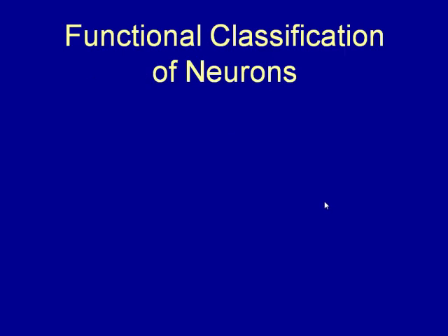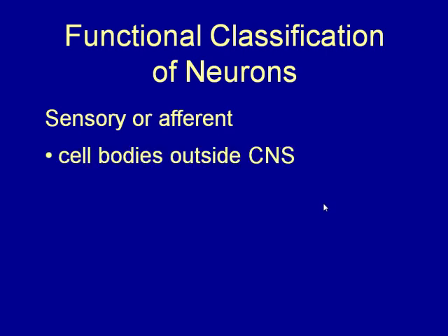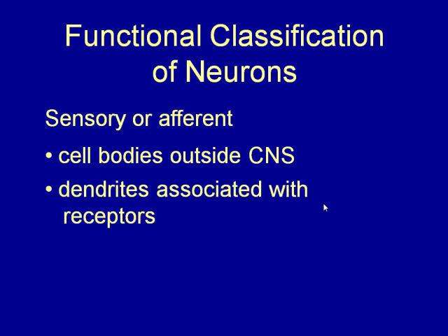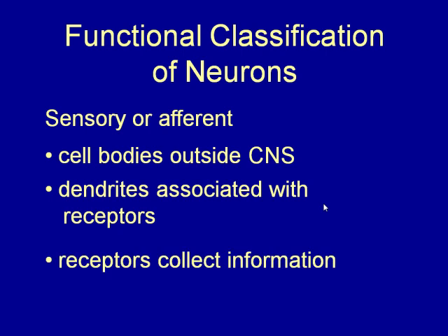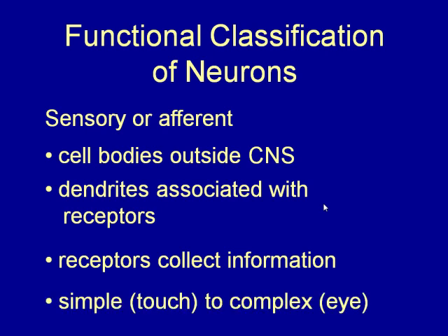Nerves can be classified based on how they function. Sensory or afferent nerves have their cell bodies outside the central nervous system. Their dendrites are associated with receptors, which are going to be close to the surface of the body or close to organs in the body. The receptors will collect information and will transmit it through the axon to the central nervous system. So these are input neurons.